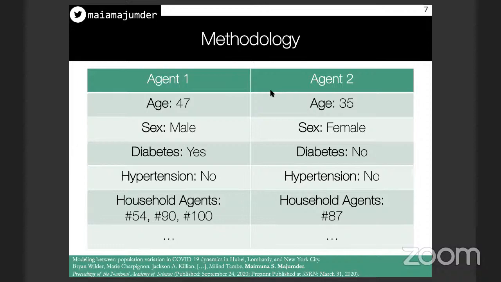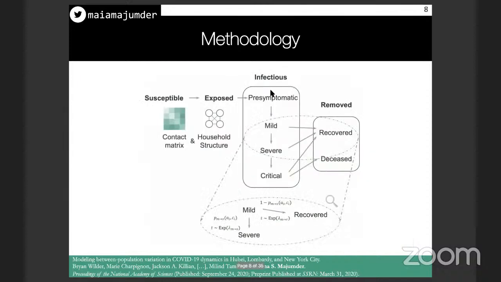Clearly, ABMs require a lot more data and computing power to parameterize than simpler models, which is part of why we didn't use this kind of approach early on in the pandemic. However, unlike simpler models, they can lend important insights into more complex questions like the ones that we were interested in answering in this particular study.